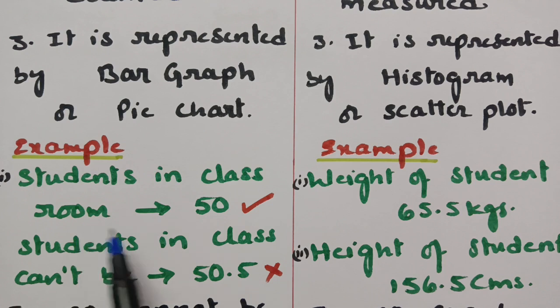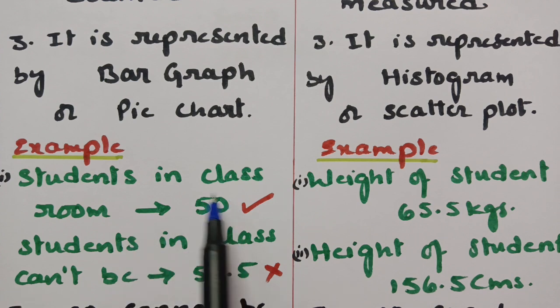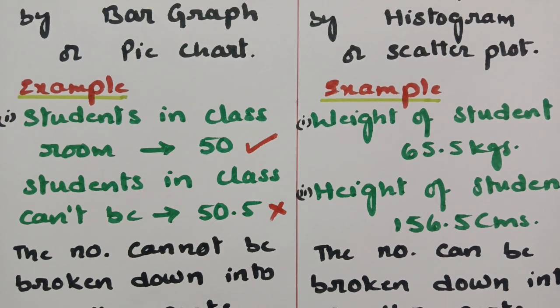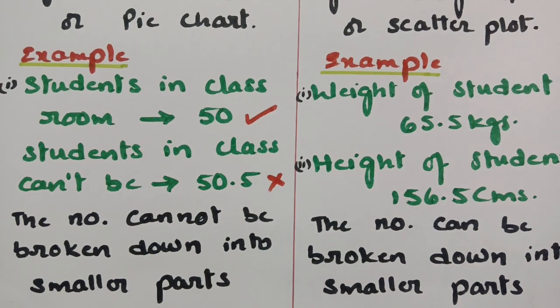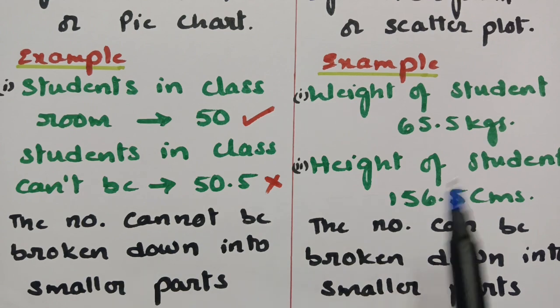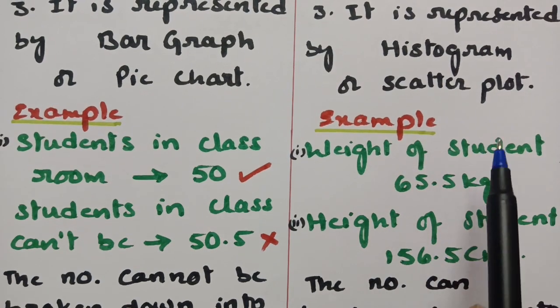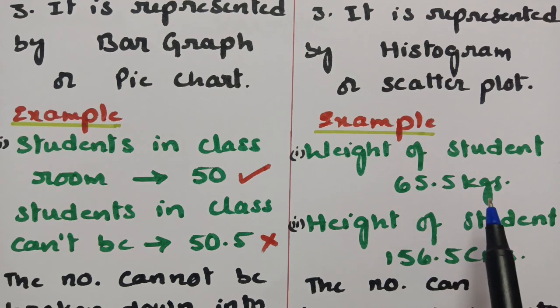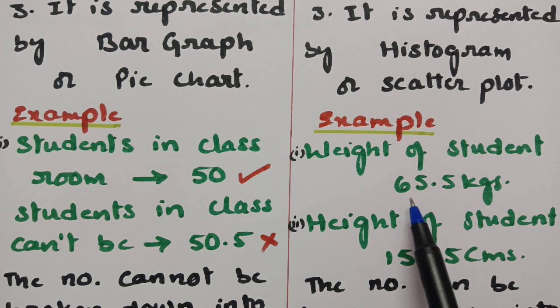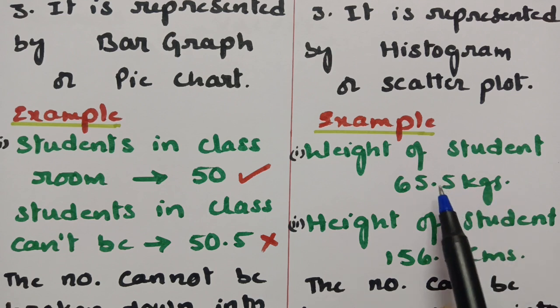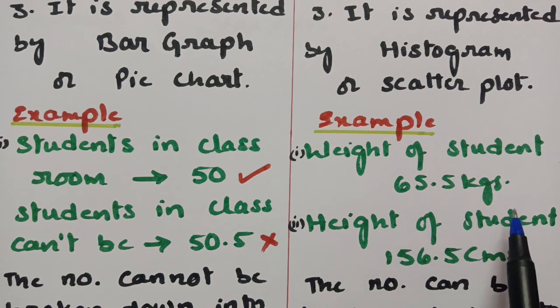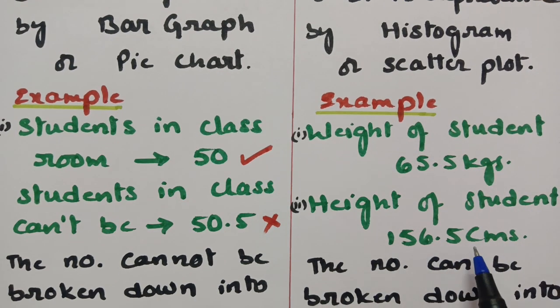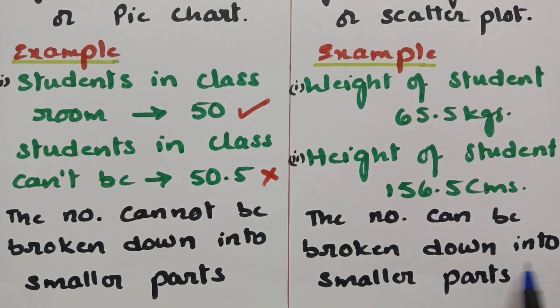For example, let me tell you, this is the discrete variable. The students in the classroom is 50. So it is a fixed quantity from a specific range from 1 to 100. 50 is a fixed finite value here. So the students in the class can't be 50.5. The number cannot be broken into smaller parts. So in discrete variables, the number cannot be broken into smaller parts. Whereas in continuous variables, it can take any specific value from the specified range. The weight of the students is 65.5 kgs. So here 0.5 is also taken into consideration. The height of the students is 156.5 centimeters, and the number can be broken into smaller parts.